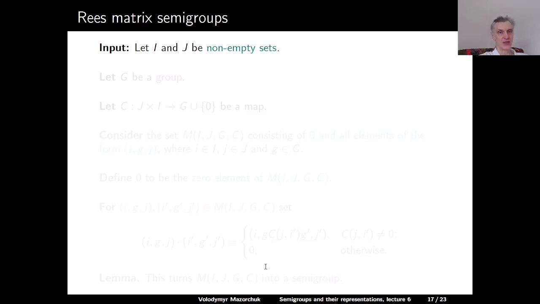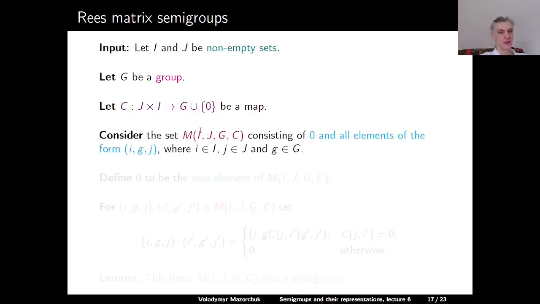So let I and J be two non-empty sets, let G be a group, and let C be a map from J × I to G disjoint union with the 0 element. Consider the set denoted M(I, J, G, C), which consists of the 0 element, and all elements of the form (i, g, j), where i is in I, j is in J, and g is an element in our group. So we now want to define on this set the structure of a semigroup. So 0 is of course defined as the 0 element of this semigroup.